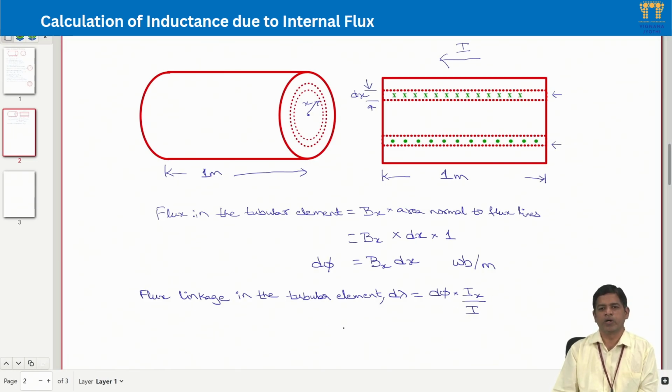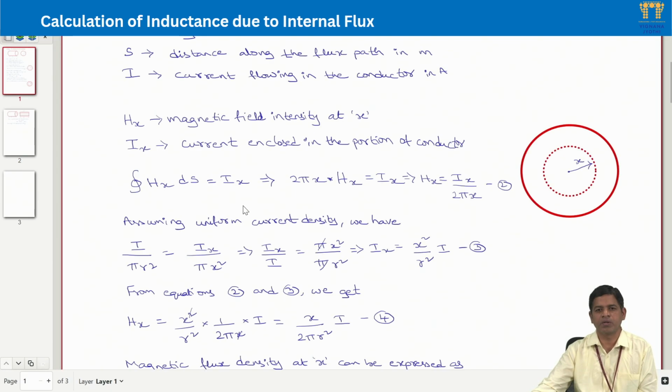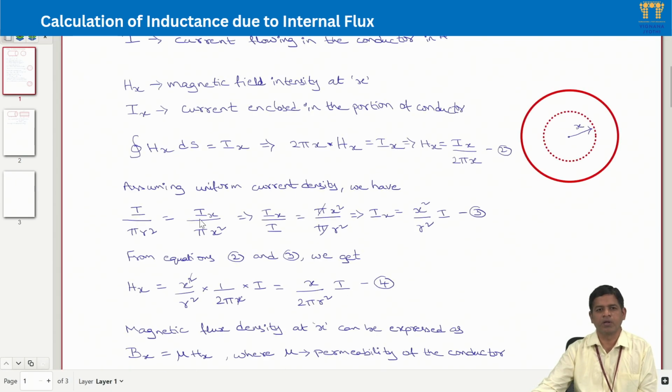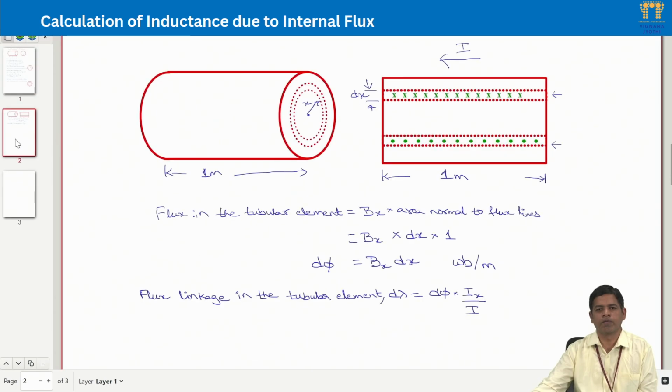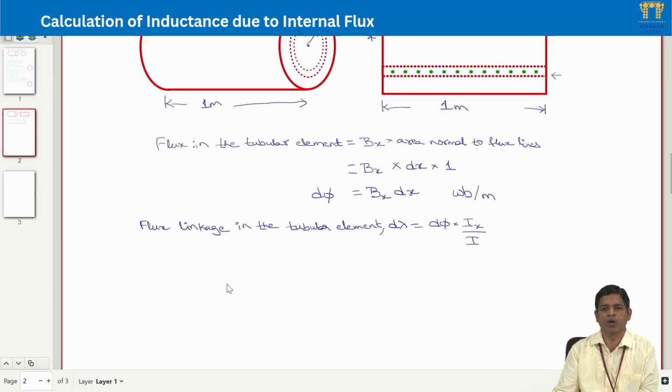So already we have from equation 3, we have Ix by I as x square by r square.